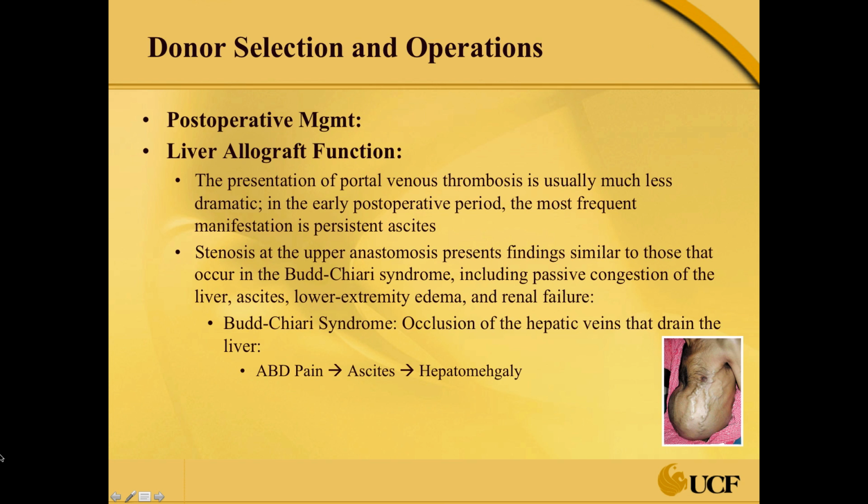Stenosis at the upper anastomosis presents findings similar to those that occur in Budd-Chiari syndrome. And this is an occlusion of the hepatic veins that drain the liver, all right? And the common presentation that you get in Budd-Chiari syndrome is abdominal pain, ascites, and hepatomegaly.